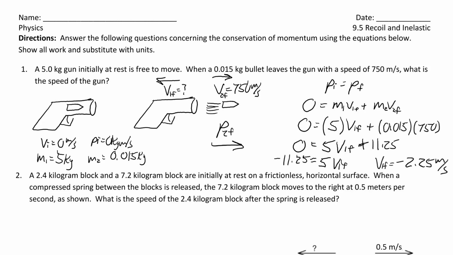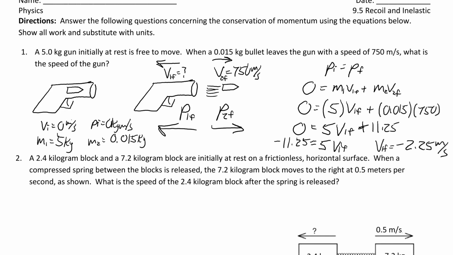That momentum is equal and opposite to this momentum, and we know that in this case because the initial momentum for the system was 0 kilogram meters per second. So when you add these two vectors together, they have to exactly cancel each other out so that you also have a final momentum of 0. That's the idea with these recoil type problems. So let's do number 2.